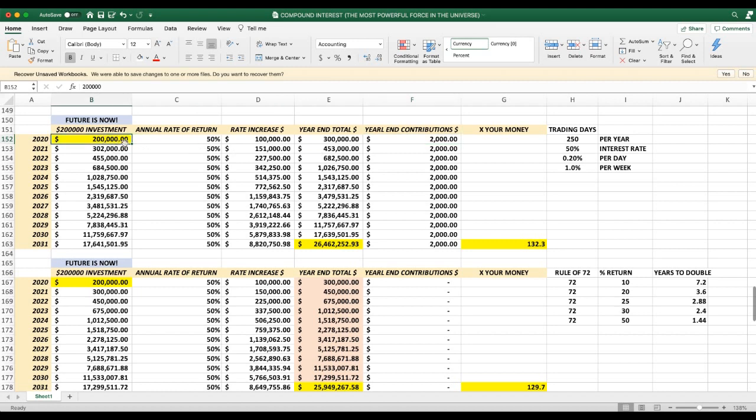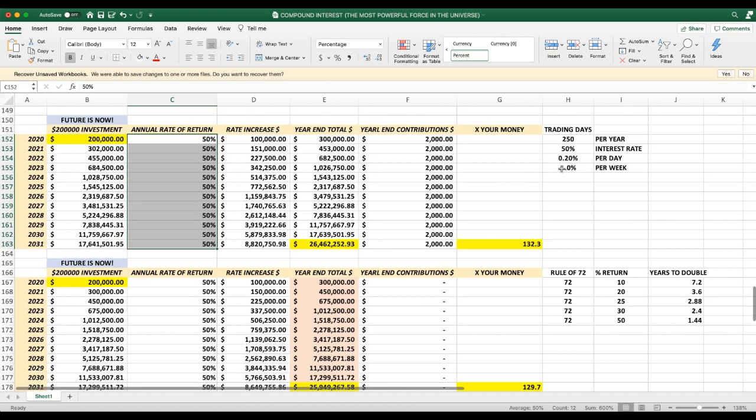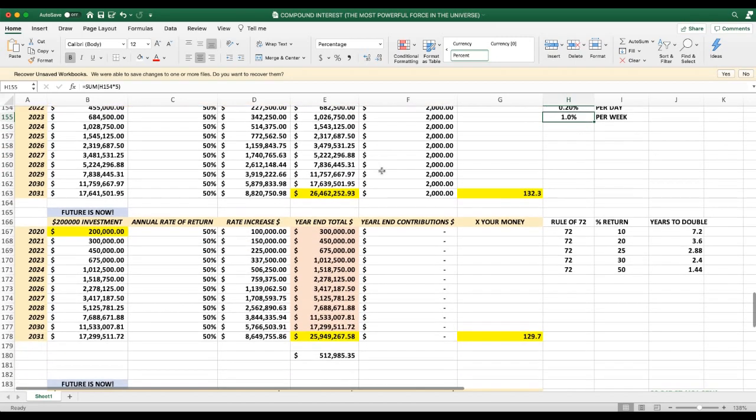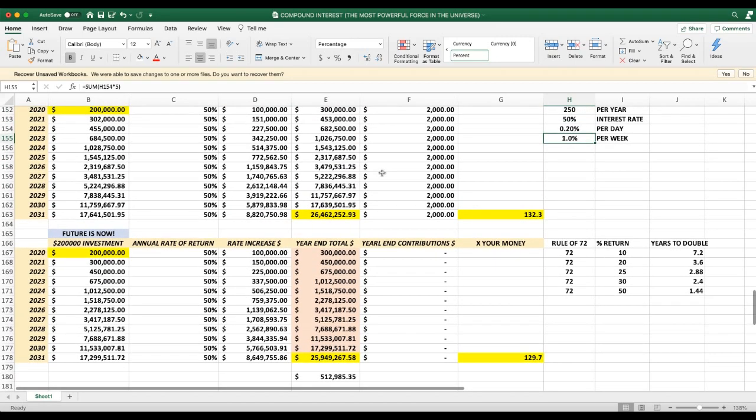You would see that 200,000 would be 26 million in 12 years if I hit a 50% rate of return. That's why that would be a reasonable goal. Not even a reasonable goal, that's like a wild, awesome goal. That would be great to do. That's still 1% per week. Okay? 1% a week. That's not outrageous for me to hit 1% a week. And I'll show you why once we get down to the actual numbers.